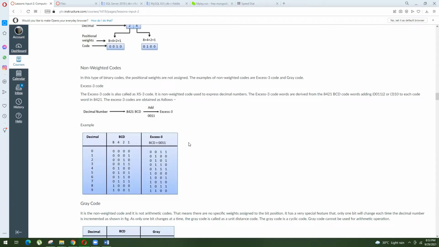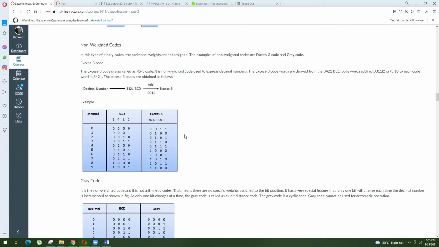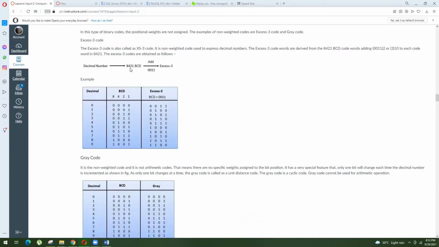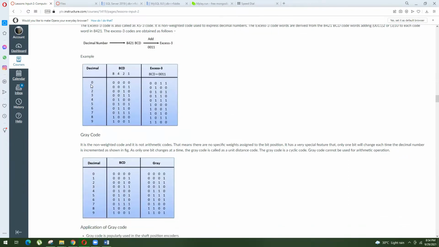Non-weighted codes: in this type of binary code, positional weights are not assigned. Examples are XS3 and Gray code. XS3 or XS-3 code is a non-weighted code used to express decimal numbers. They are derived from the 8421 BCD code words, adding 0011 base 2 or 3 base 10 to each code word in 8421. The XS3 codes are obtained as follows: convert the decimal number into 8421 BCD, then add 0011, so you have the XS3 equivalent.